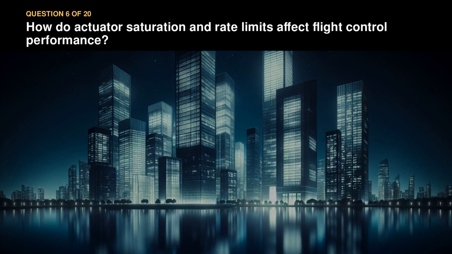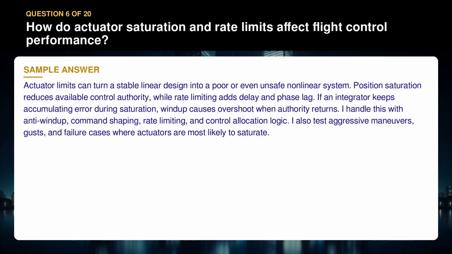Question 6. How do actuator saturation and rate limits affect flight control performance? Actuator limits can turn a stable linear design into a poor or even unsafe nonlinear system. Position saturation reduces available control authority, while rate limiting adds delay and phase lag. If an integrator keeps accumulating error during saturation, windup causes overshoot when authority returns.